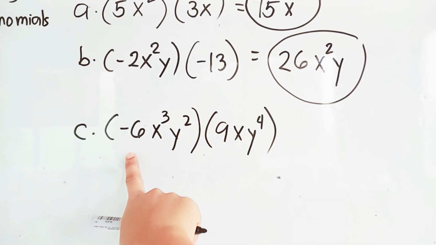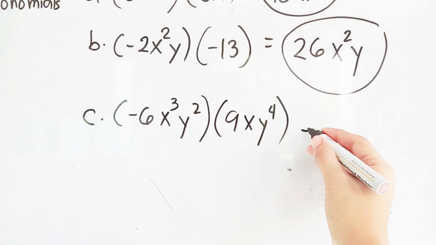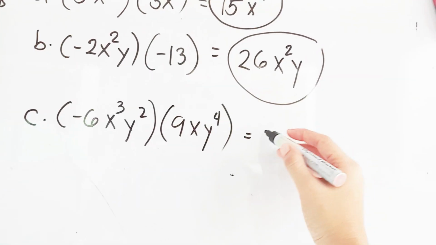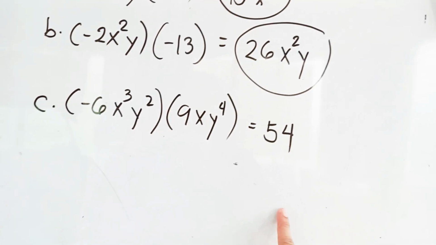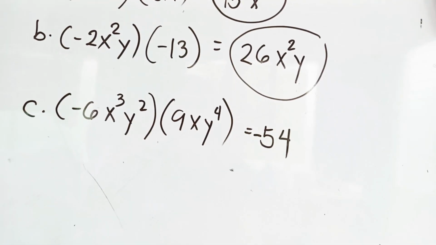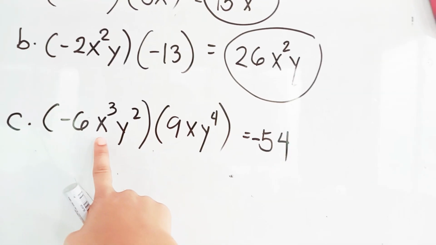Another example we have here. So again, multiply the numerical coefficient. Negative 6 times 9, that is 54. Since they have different signs, the answer is negative, negative 54. Okay, let's proceed to the literal coefficient.